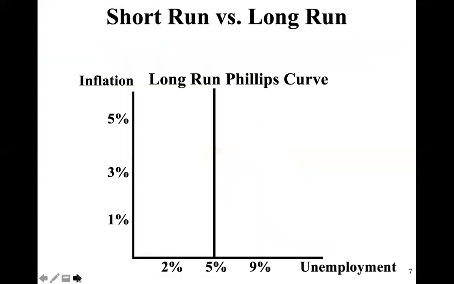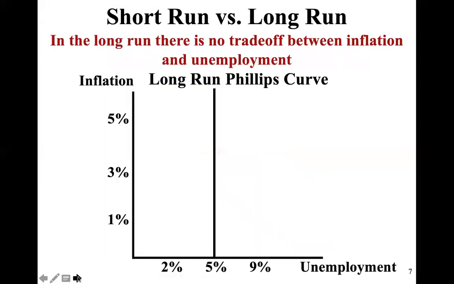What about the long run Phillips curve? Okay, so in the long run, we've already established there is no trade-off between unemployment and inflation, right? And that was represented by the long run aggregate supply curve. So too is the long run Phillips curve. In the long run, our economy is going to settle at the natural rate of unemployment, let's call it 5%. And it's going to be independent of price changes.